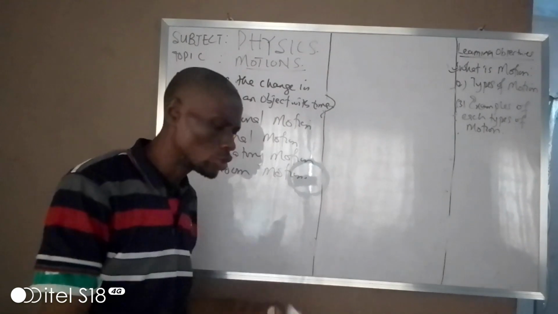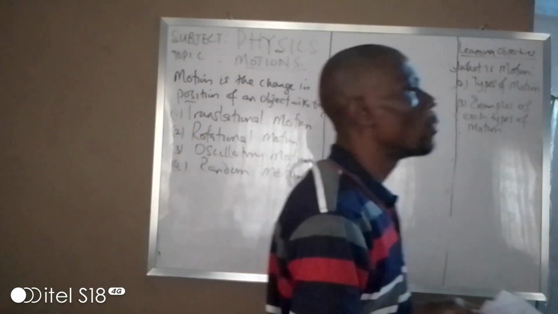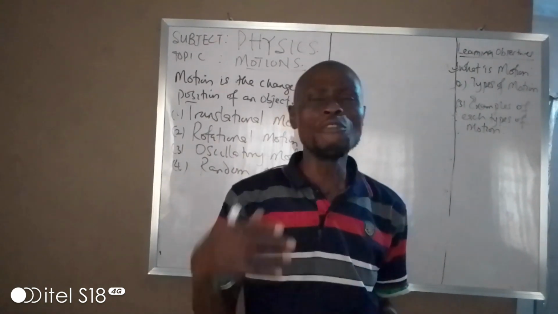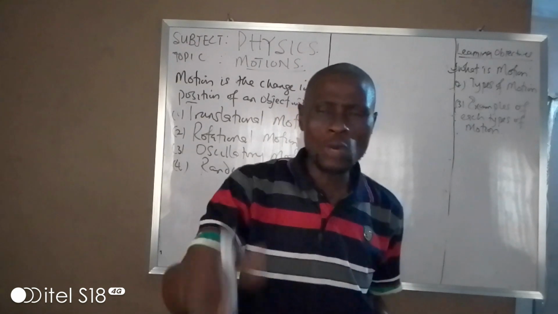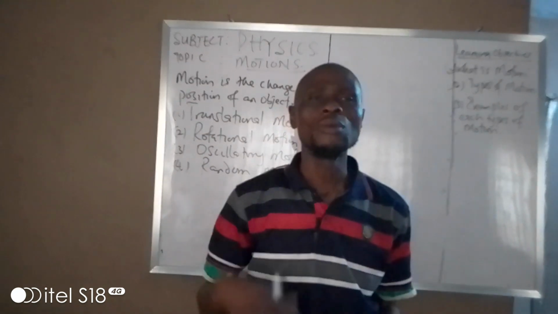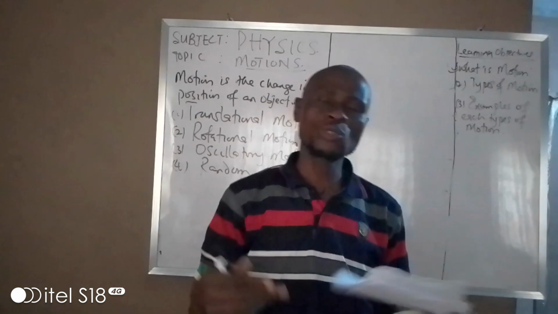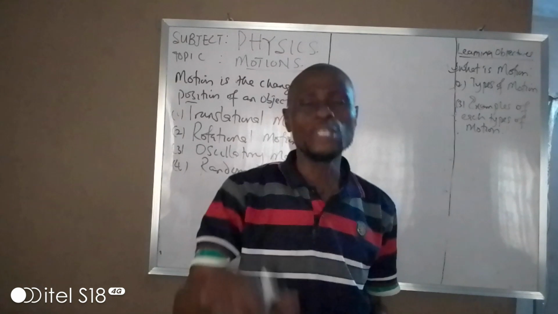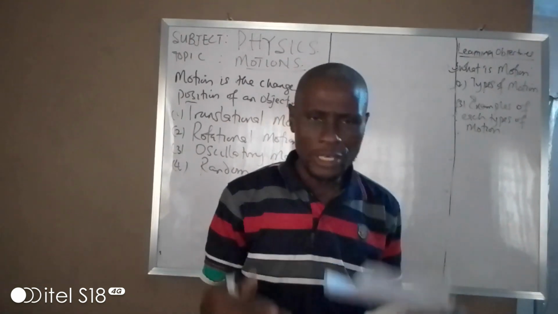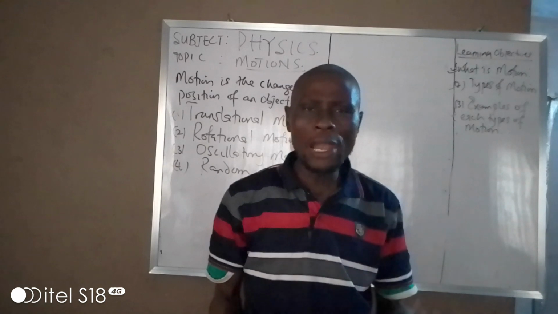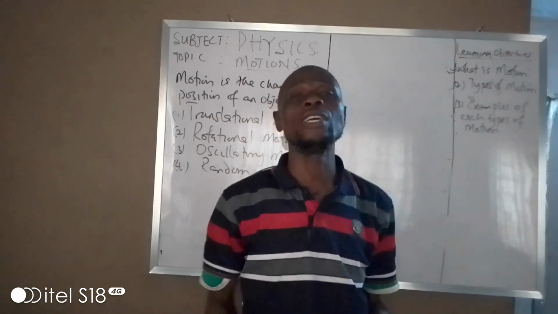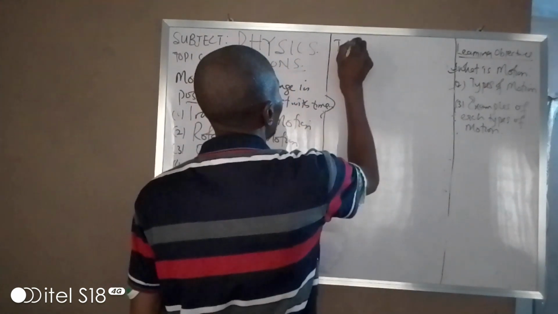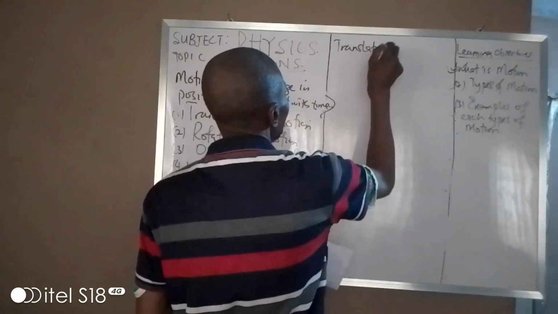Now what do you call translational motion? I move like this. Moving from one place to another, especially in a straight line, is called translational motion. A student leaves his classroom and goes to another classroom, we can call it a translational motion. A student moves from one lecture room to another, you can call it a translational motion. So you can put it down: translational motion.